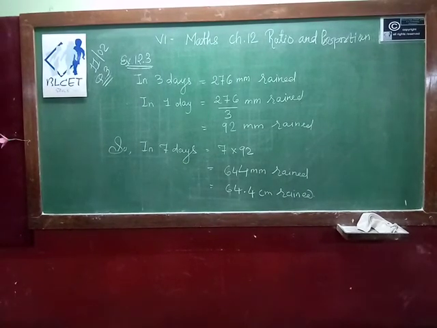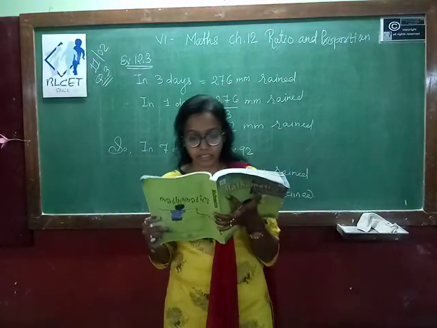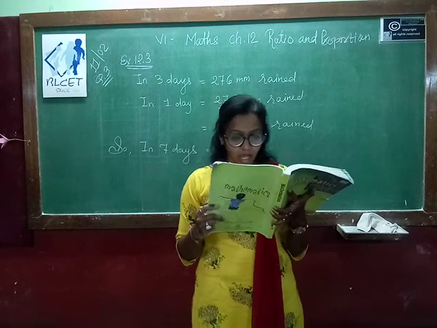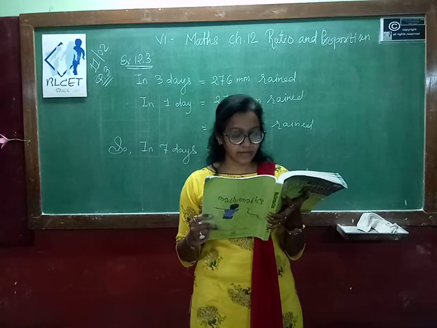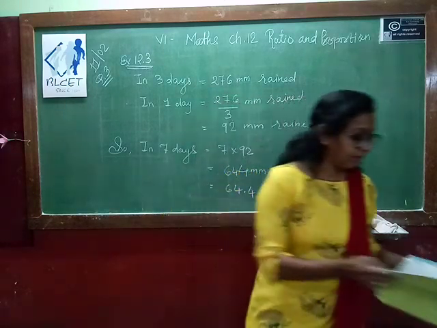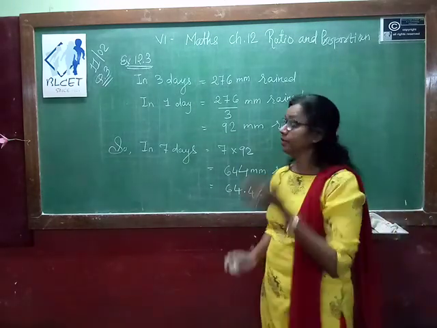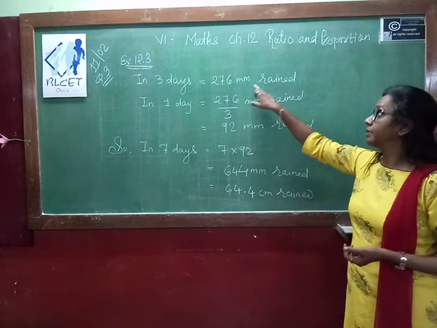Now see the next question, question number 3. The question is, if it has rained 276 millimeter in the last 3 days, how many centimeter of rain will fall in one full week, that is in 7 days? Assume that the rain continues to fall at the same rate. So what is given here? In 3 days 276 millimeter rain.